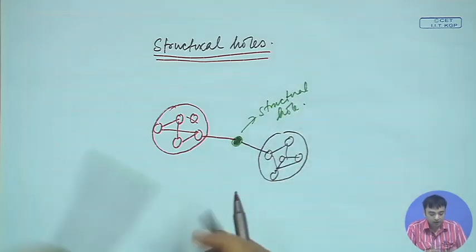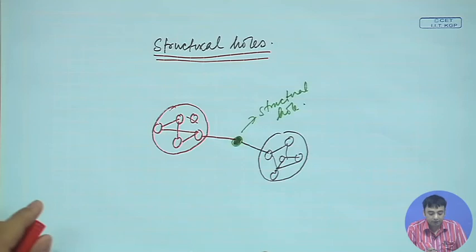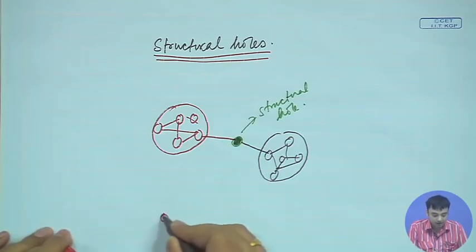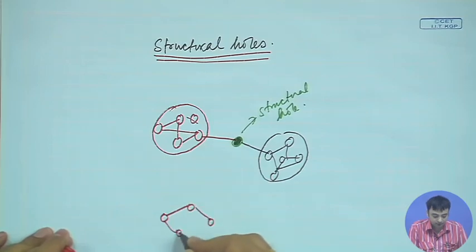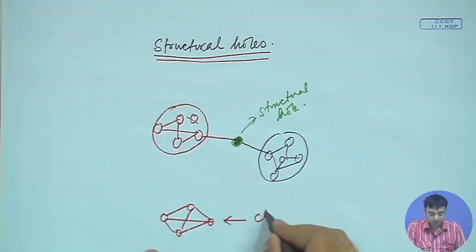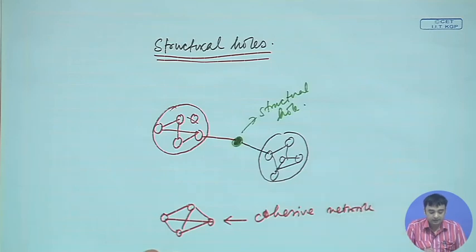So, we have a word of caution here. There are two things that one needs to be careful about. So, a cohesive group cannot have a structural hole. For instance, if you have a network like this, so this is a very cohesive network. And since this is a very cohesive network, everybody has a similar piece of information. That is why nobody in this network actually qualifies as a structural hole.